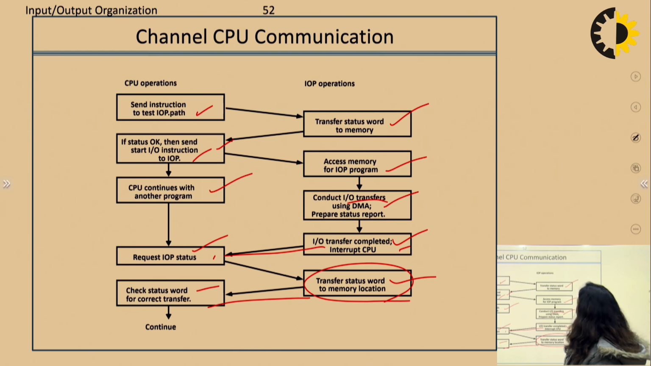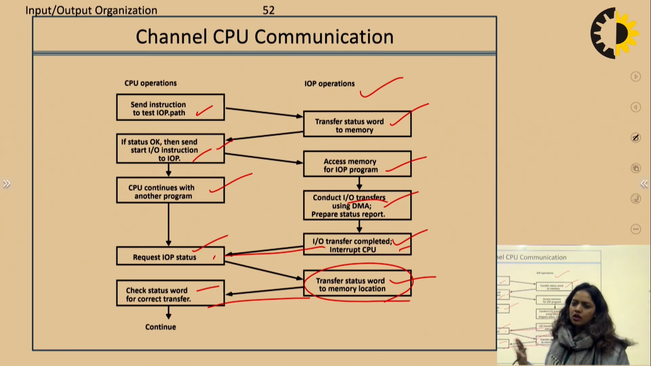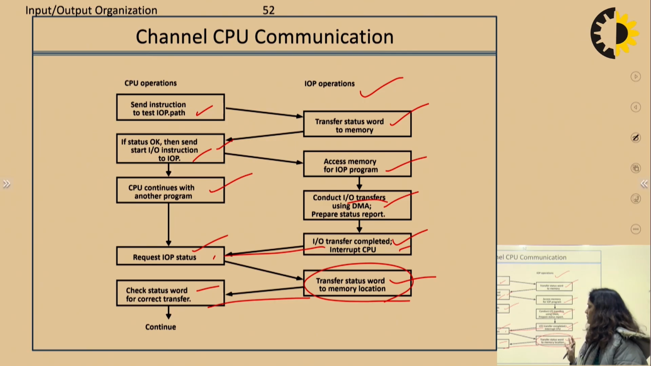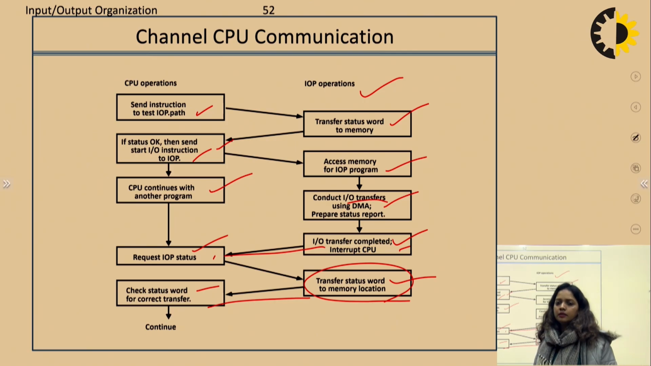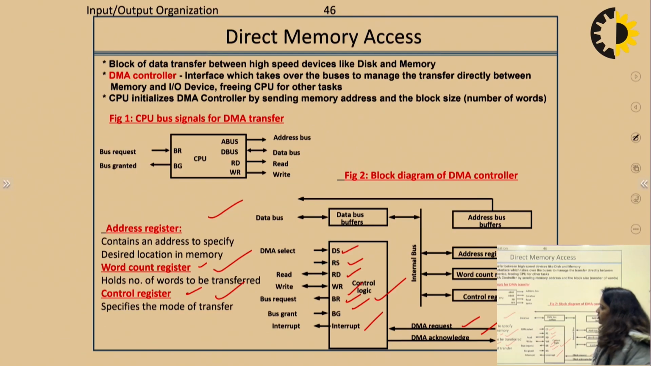So this IOP is generally used as a kind of helping hand for the CPU, so as not to involve the CPU in small tasks like data transmission among the input output devices and the memory. So this is another scheme which can be used besides DMA and input output programs. So these are the three schemes or modes of transmission.